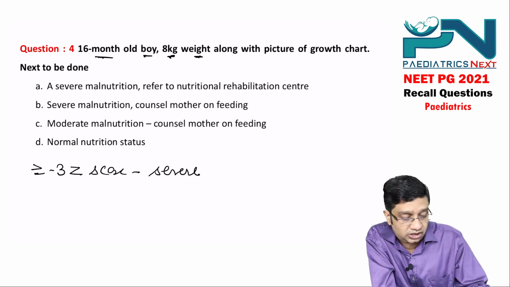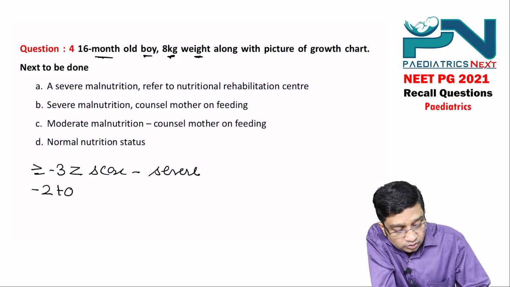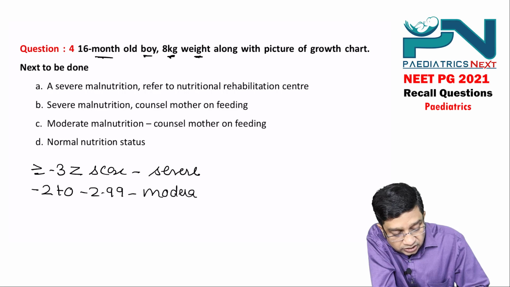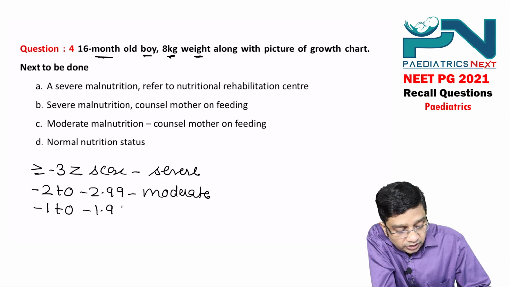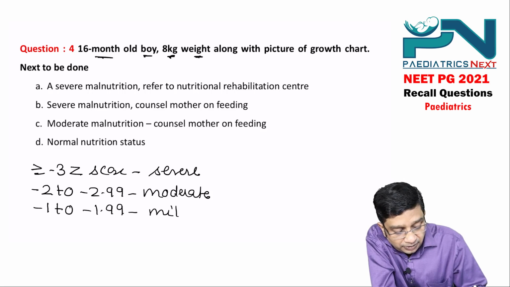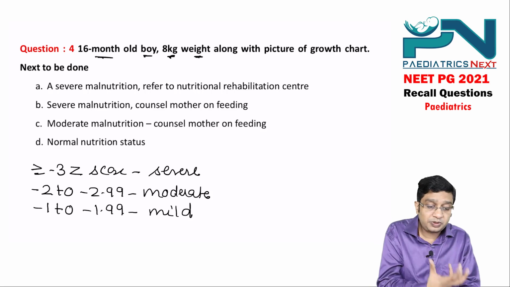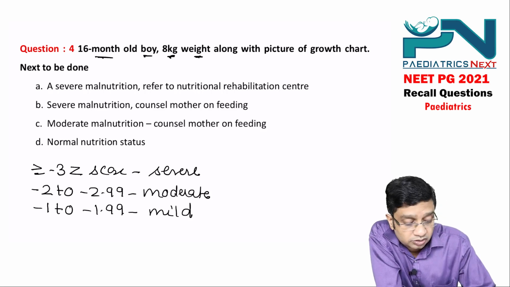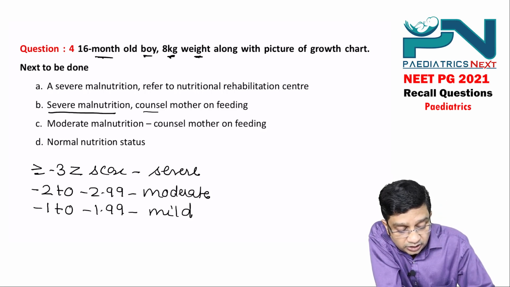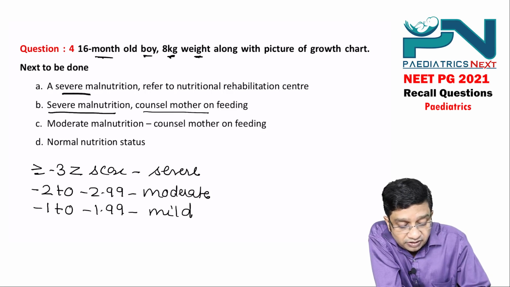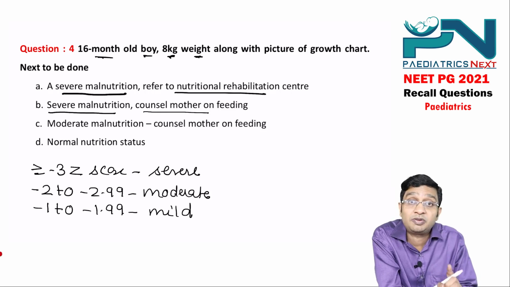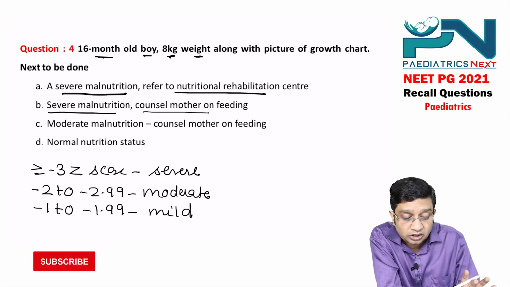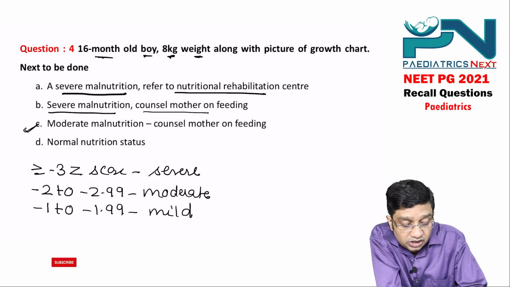severe malnutrition. And if it is -2 to -2.99, that is moderate malnutrition. And if it is -1 to -1.99, it is mild malnutrition. So if it was being given, according to them, the two choices were also related to severe. One, severe malnutrition, counsel mother on feeding. Severe malnutrition, refer to nutritional rehabilitation center. Now, if it was being given between -2 to -3, then your answer should have been moderate malnutrition.